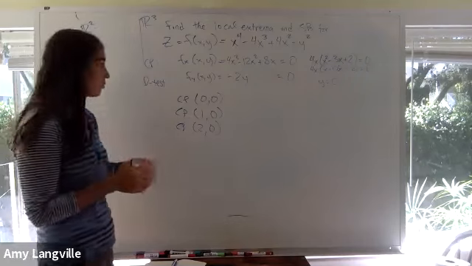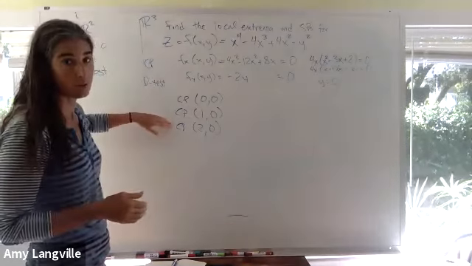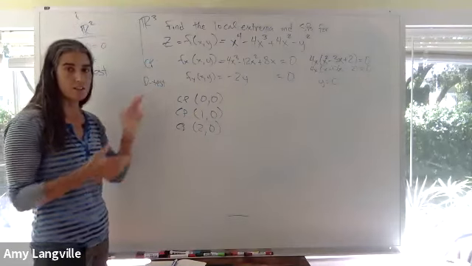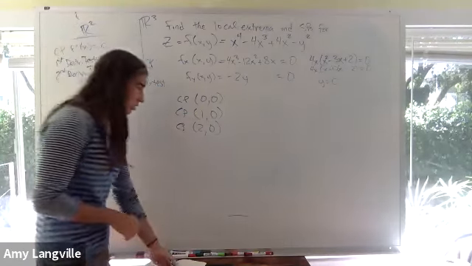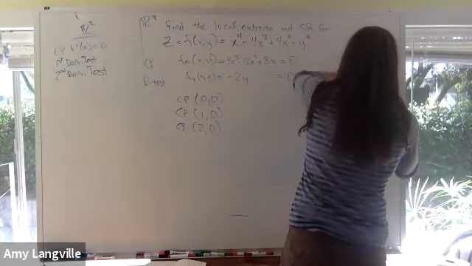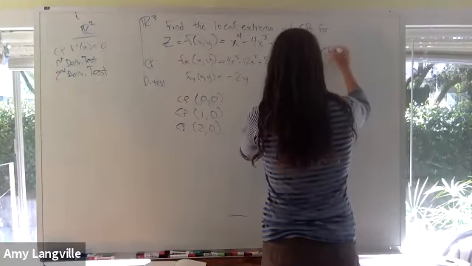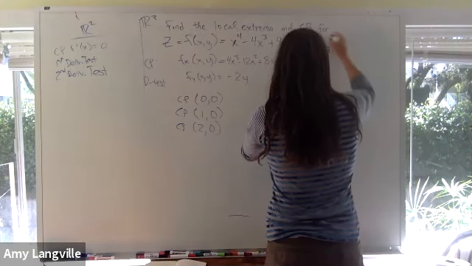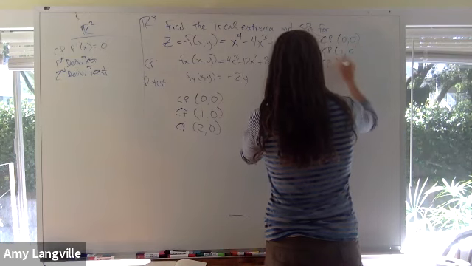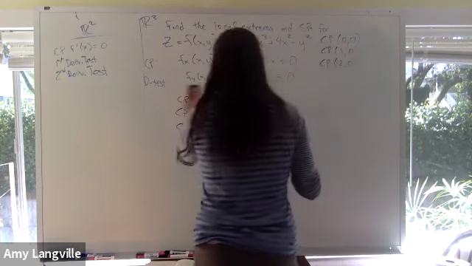And this is the part that's new. So this was all review from chapter 2, finding CPs. And now the new part is the D-test. So I have to teach you what the D-test is, so I have to give you a definition. So let's move our CPs over here. We have 3 of them: 0, 0, 1, 0, and 2, 0. And then let's make room for D.